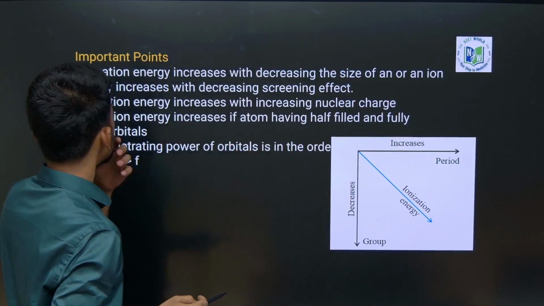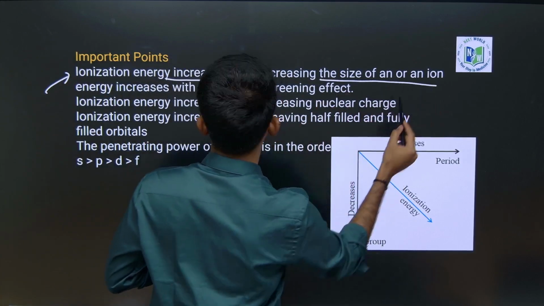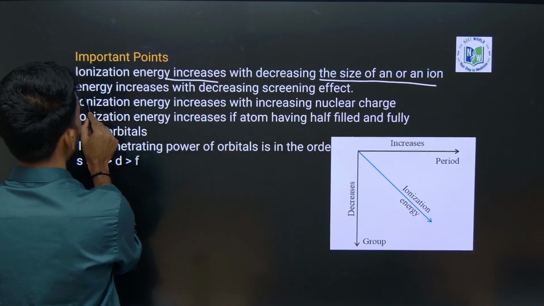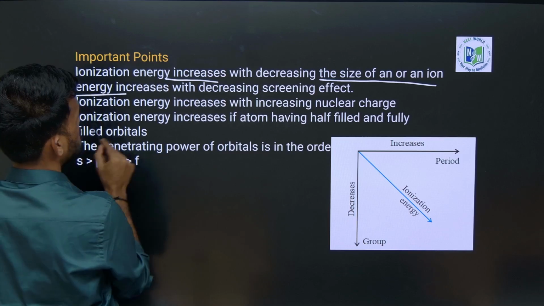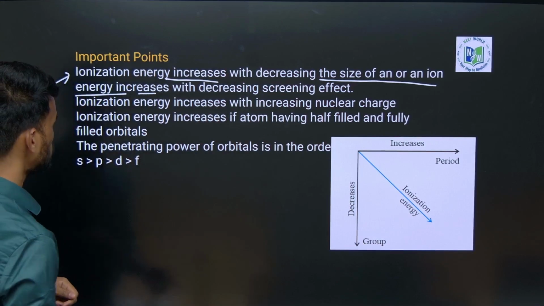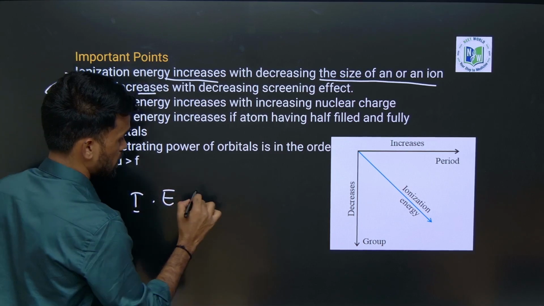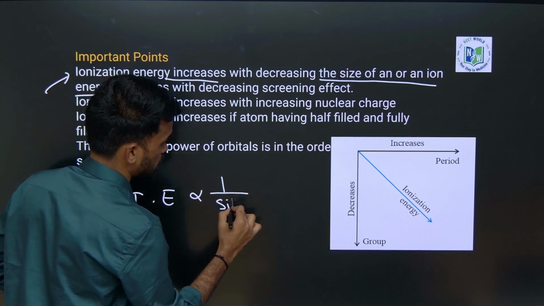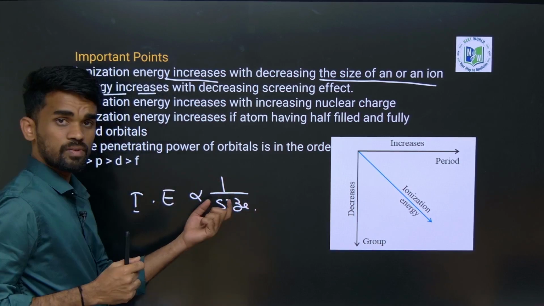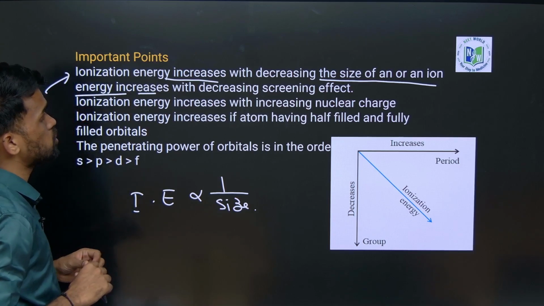Yeah. So next, important points. Ionization energy increases with decrease in the size of an atom or an ion. Ionization energy is inversely proportional to size, as we discussed already. If the size is smaller, it will have more ionization energy. And what about the screening effect?